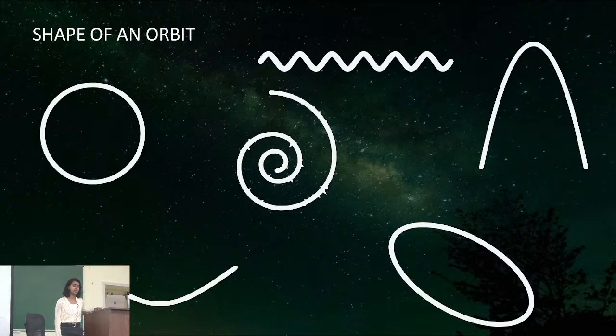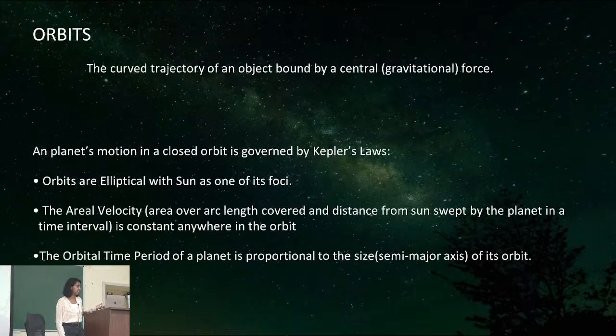Conic sections. So is the spiral not an orbit? It's only conic sections. But a spiral is not a conic section. An orbit is very simply defined as a curved trajectory of an object bound by a center, an object that is moving under the influence of a center.